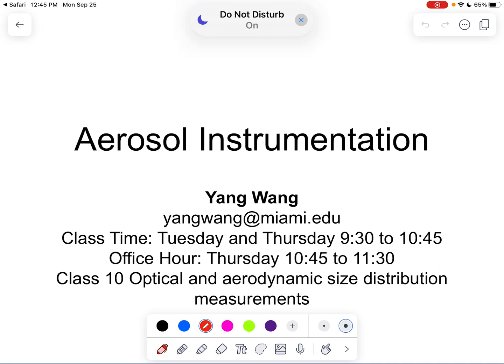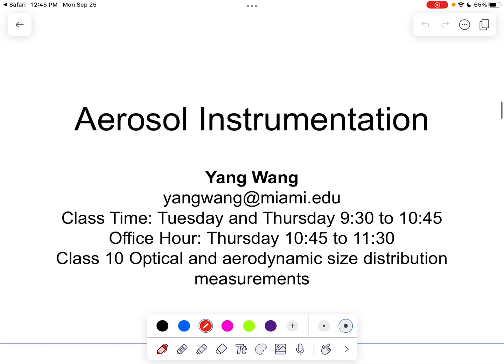Okay, so let's get started. So this class we're going to talk about the optical and aerodynamic size distribution measurements.